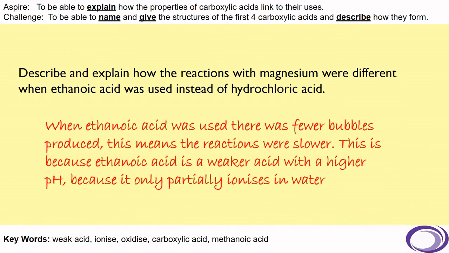So we should have something like this. When ethanoic acid was used, there were fewer bubbles, which means the reaction is slower. This is because the ethanoic acid is weaker with a higher pH. And the reason that ethanoic acid is weaker with a higher pH is because it only partially ionises in water.